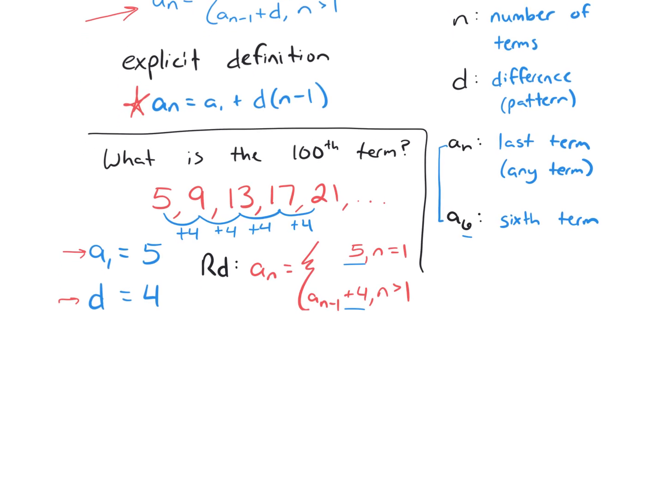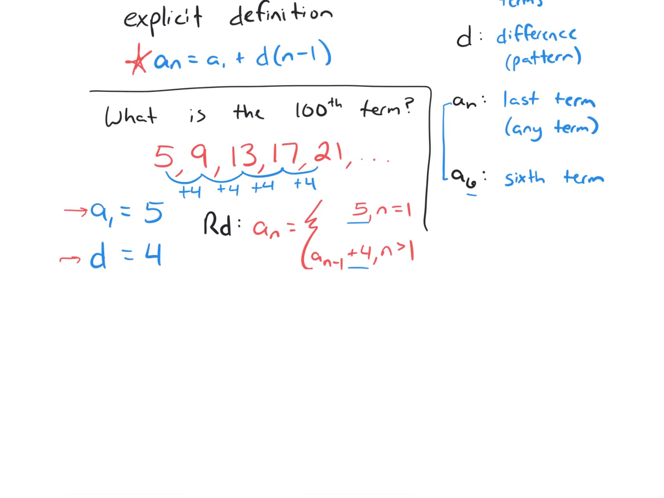Okay? And then our explicit definition is the same way, it's just written a little differently. We're going to plug in the two things that we know. So it's going to be a_n equals a_1, which is 5, plus 4 times (n minus 1). All I did again was I plugged in the values to the equation from up above.